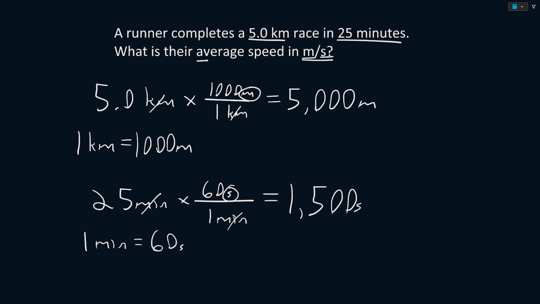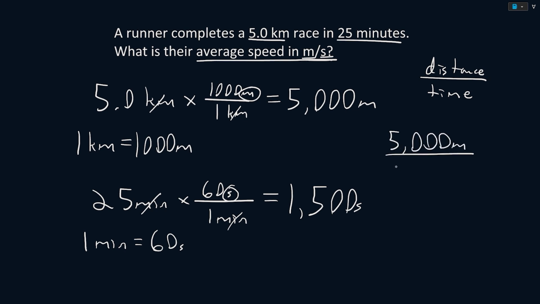Now to find our average speed in meters per second, we need to divide our total distance by total time. This means that we divide our distance of 5,000 meters by our time of 1,500 seconds. This gives us the runner's average speed of 3.33 meters per second.